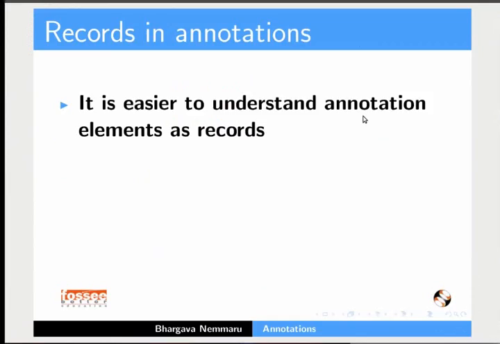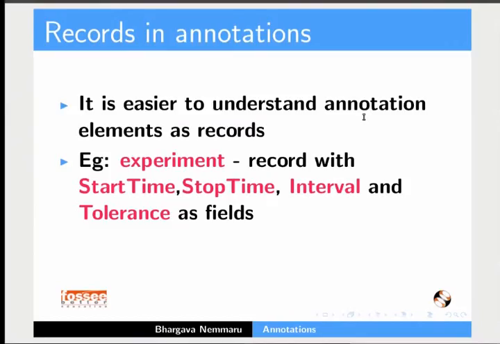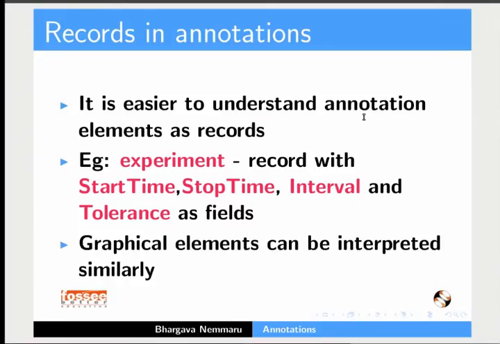It is easier to understand annotation elements as records. For example, experiment annotation can be considered as a record with start time, stop time, interval and tolerance as its fields. Graphical elements can be interpreted similarly. We will understand more about the interpretation of annotations as records when we discuss icon and diagram views.